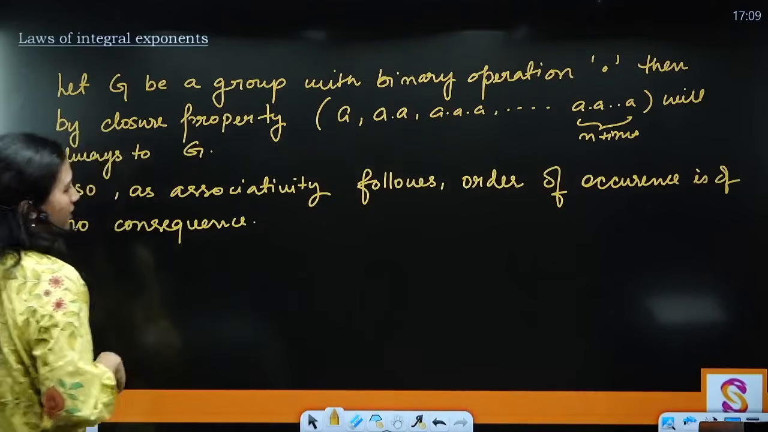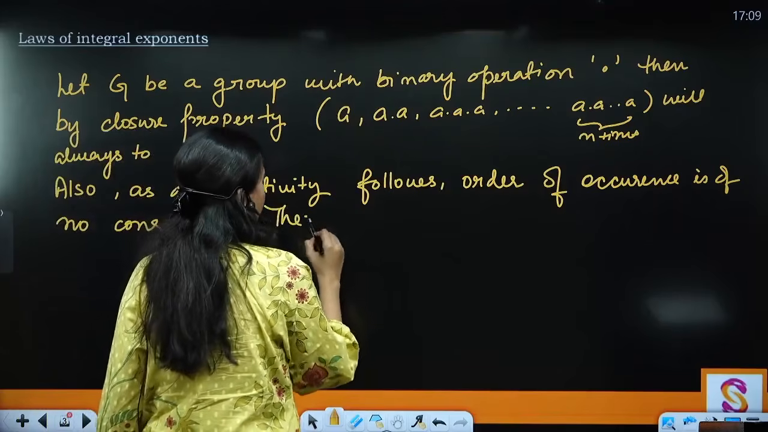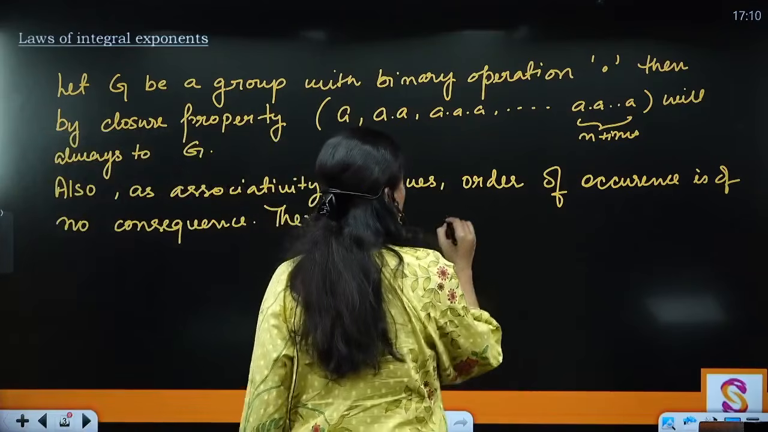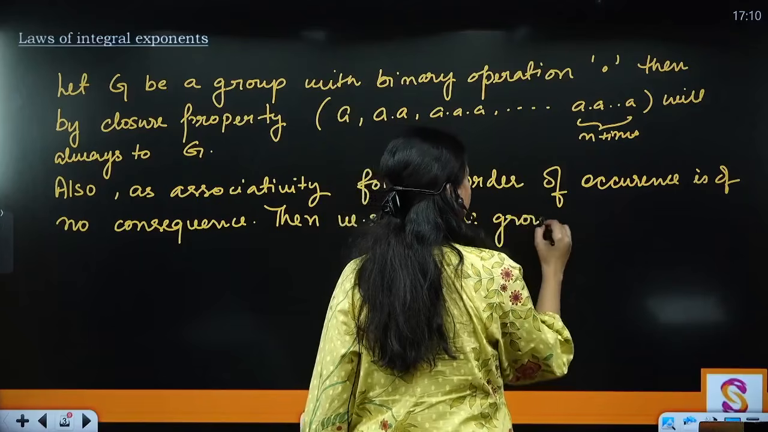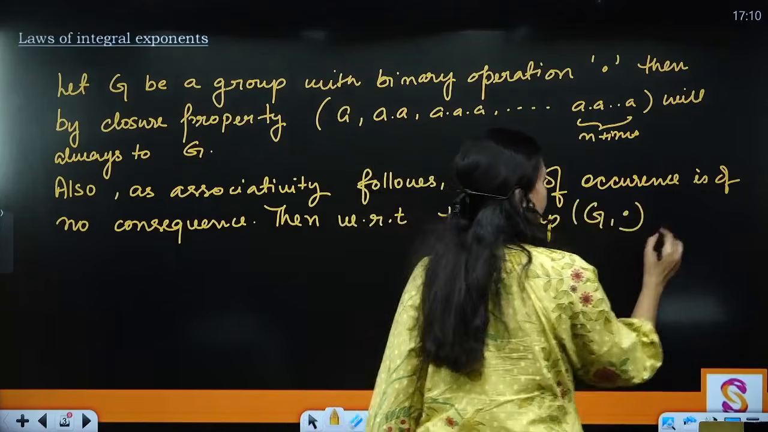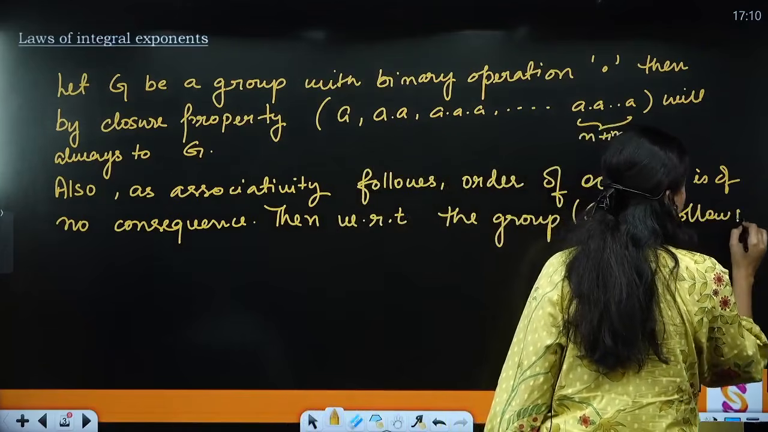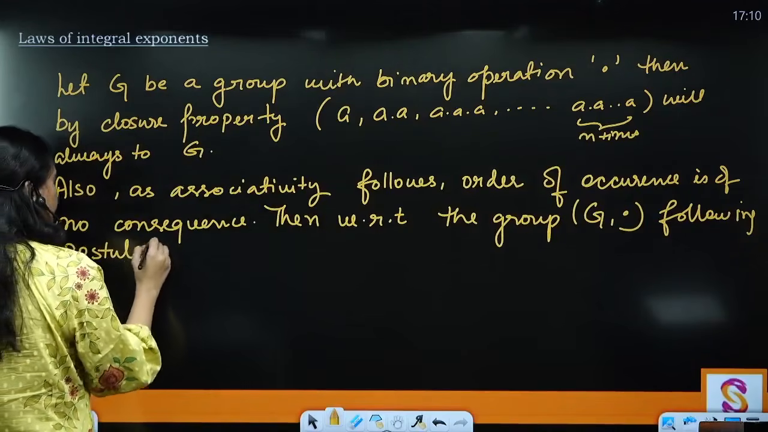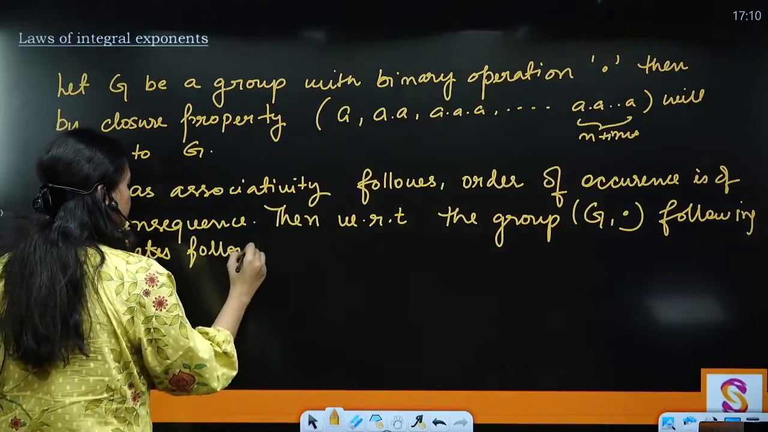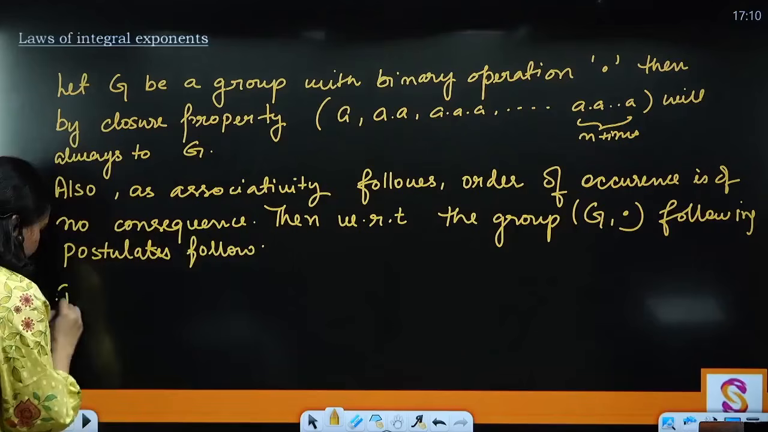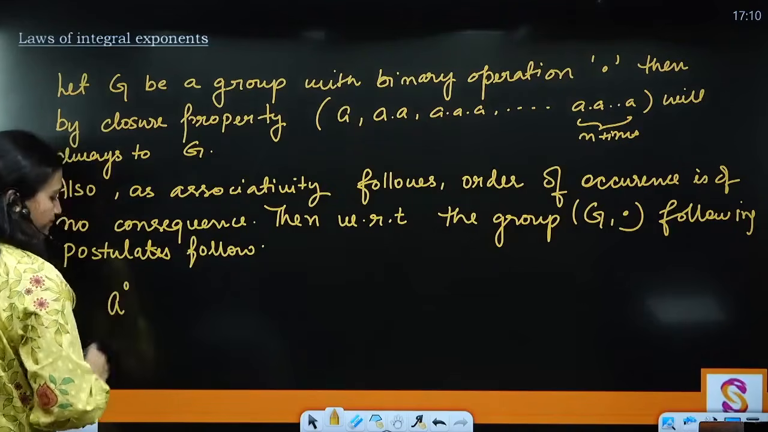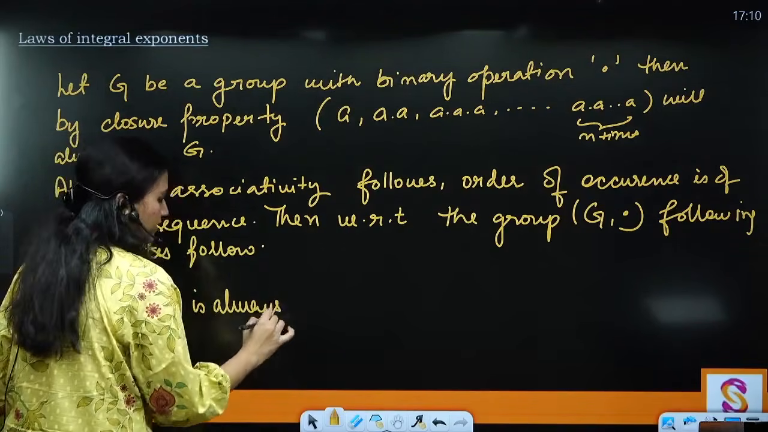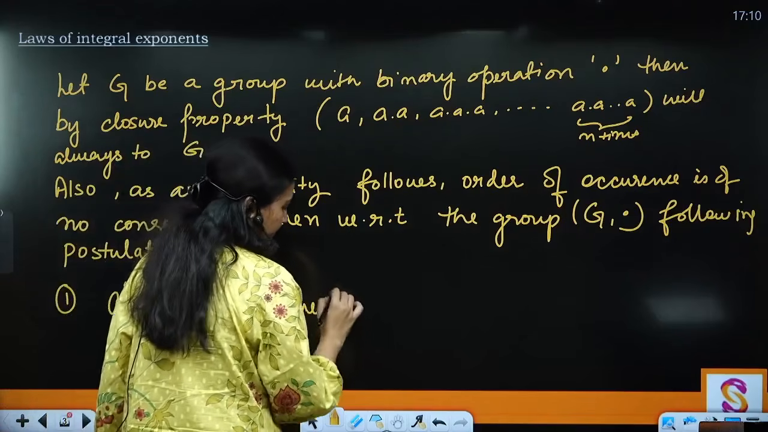Then with respect to the group, the following postulates follow. First one is A raised to the power 0 is equal to e, where e is always the identity element.